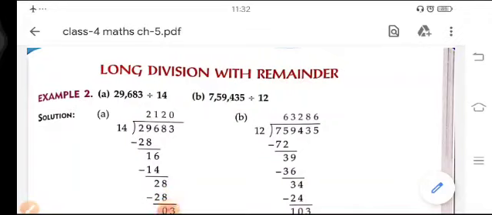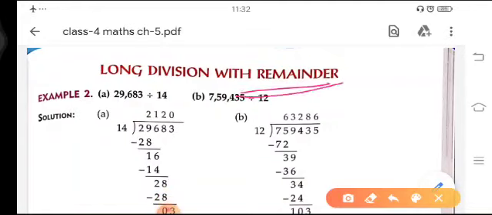So students, we were discussing division in the last class. In the last class we discussed simple division and division without remainder. Now in this class we will start our new topic, long division with remainder. Remainder means that when a number is not completely divided by a particular number, we get a number at last, and that number is known as a remainder.